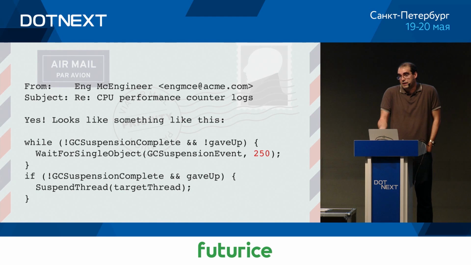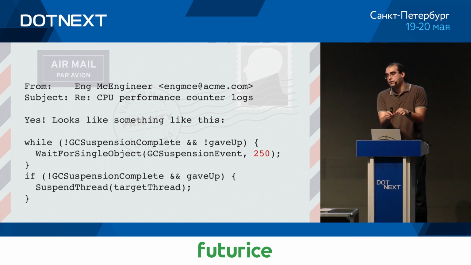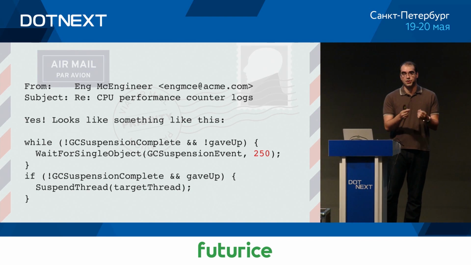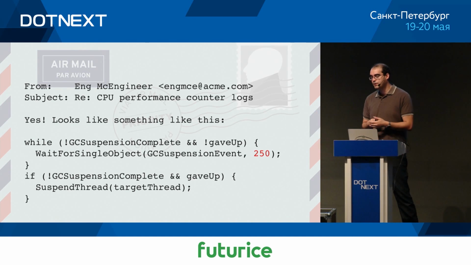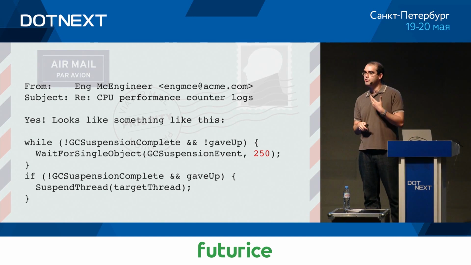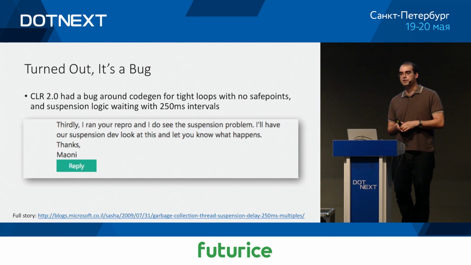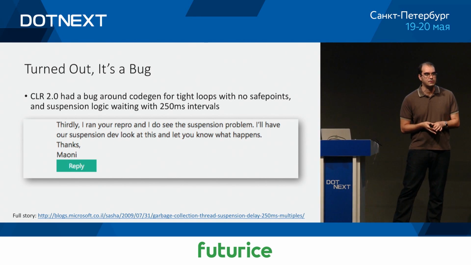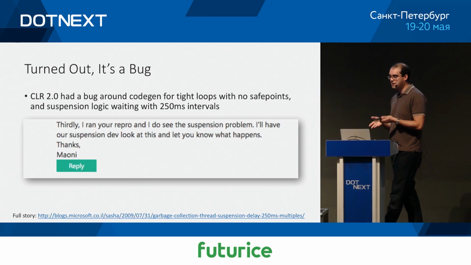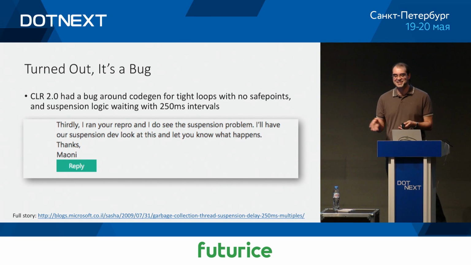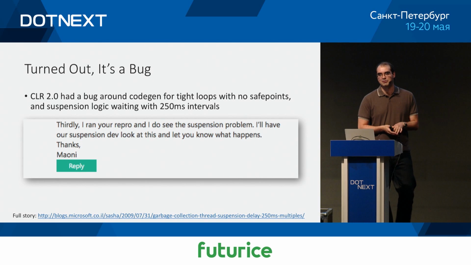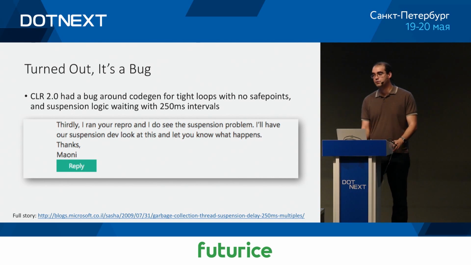So this looks like a bug. Not the code here, but the fact that the suspension is not actually happening successfully. And I wrote this up, and we reported this. And you may know her, Maoni Stephens, who's the lead engineer working on the .NET garbage collector. She replied to my blog post, and she said, yeah, I looked at your repro, it is an issue, and it was fixed later.